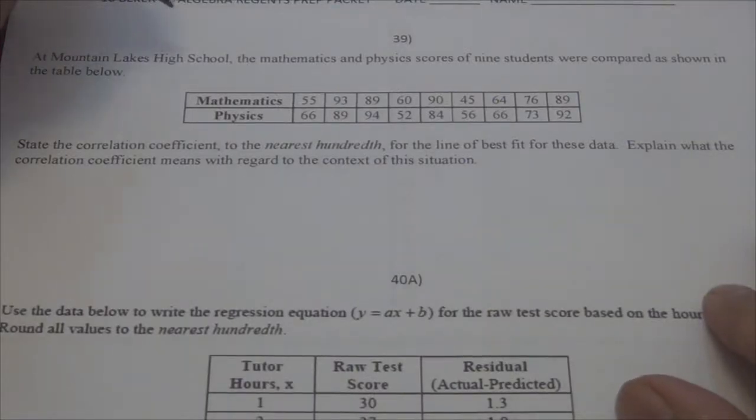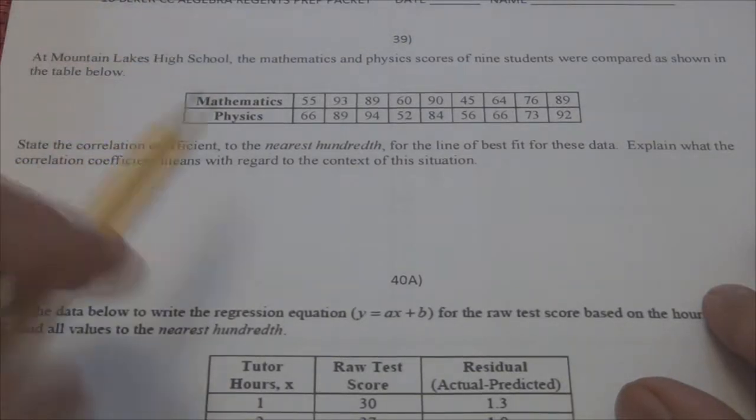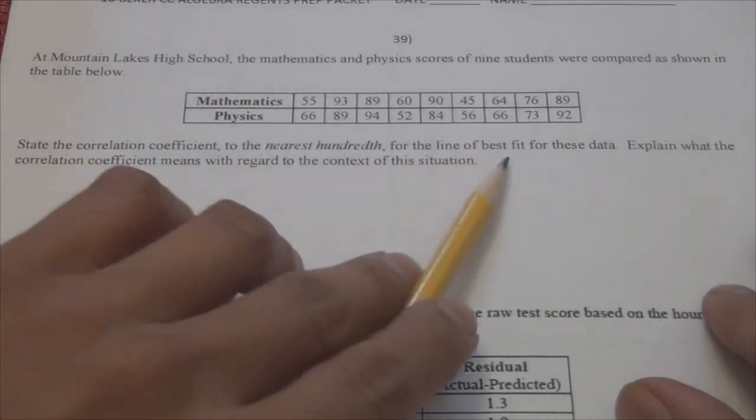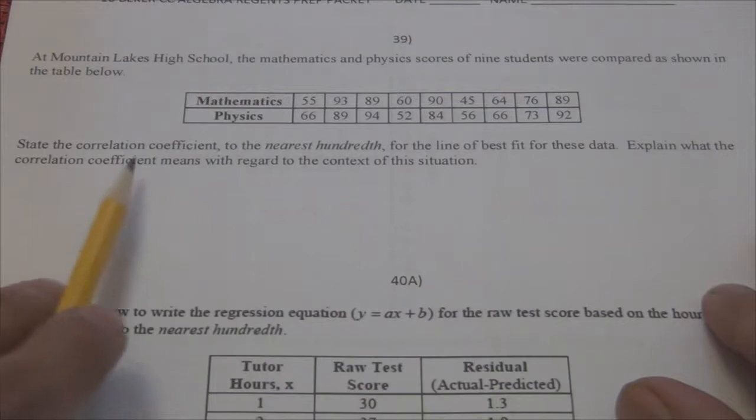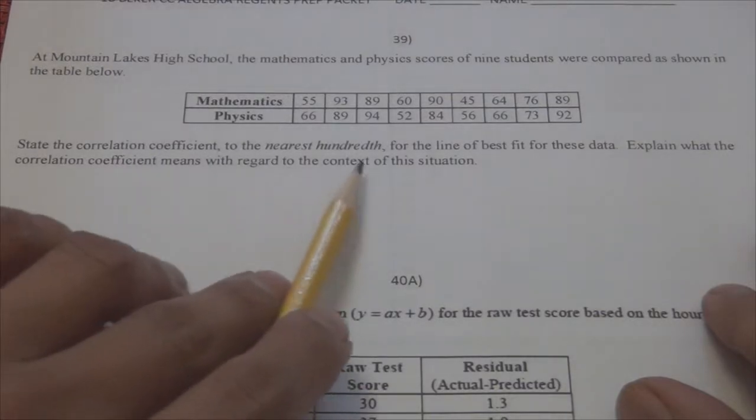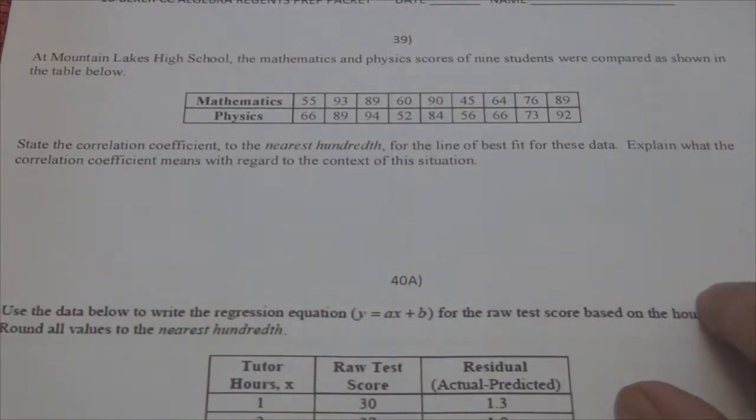At Mountain Lakes High School, the mathematics and physics course of 9 students were completed as shown in the table below. State the correlation coefficient to the nearest hundredth for the line of best fit for this data. Explain what the correlation coefficient means with regards to the context of this situation. Alright, so I'll start putting this in your table. Do it. Hopefully you have a calculator and you haven't been relying on me.